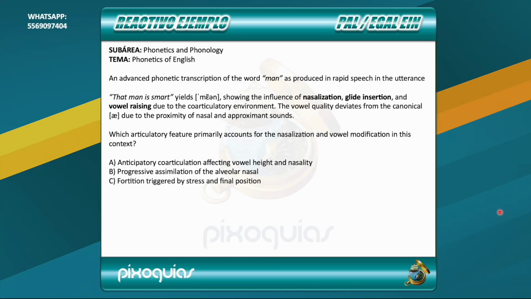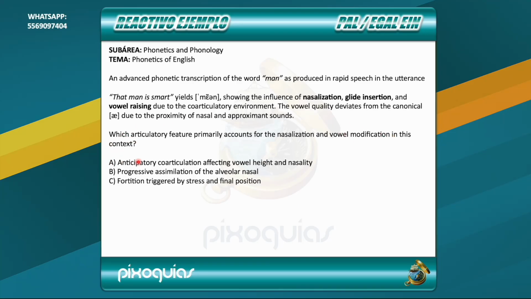Now we have this exercise from Phonetics and Phonology with the topic Phonetics of English. An advanced phonetic transcription of the word man as produced in rapid speech in the utterance. That man is smart yields mean, showing the influence of nasalization, glide insertion, and vowel rising due to the co-articulatory environment. The vowel quality deviates from the canonical A, E due to the proximity of nasal and approximant sounds, which articulatory feature primarily accounts for the nasalization and vowel modification in this context?